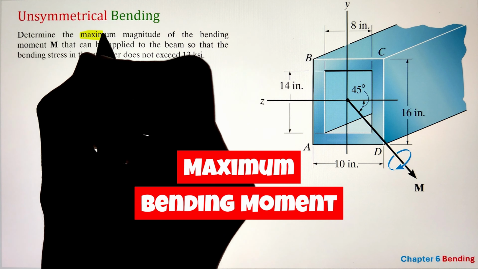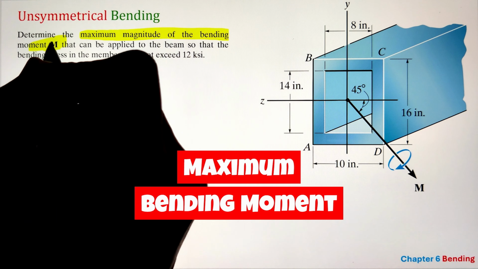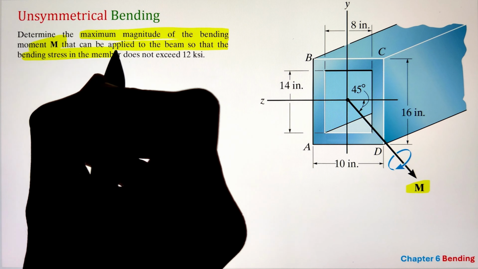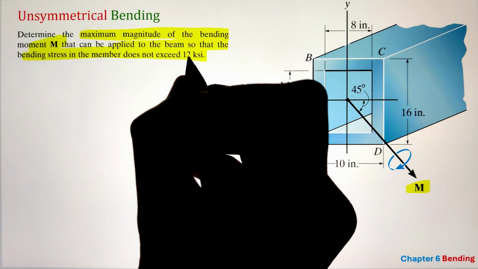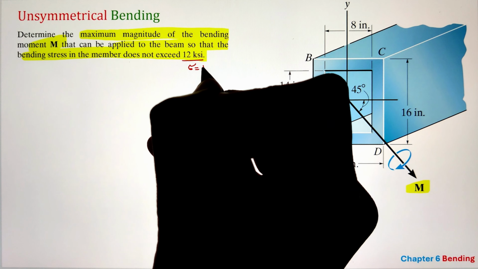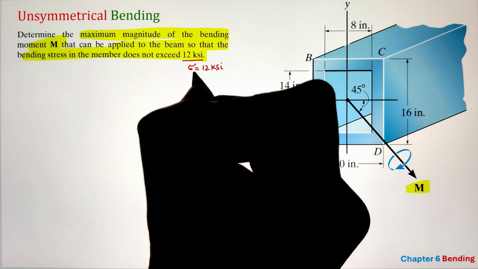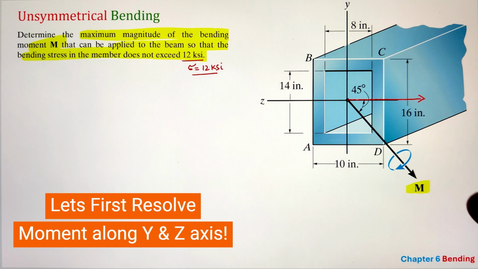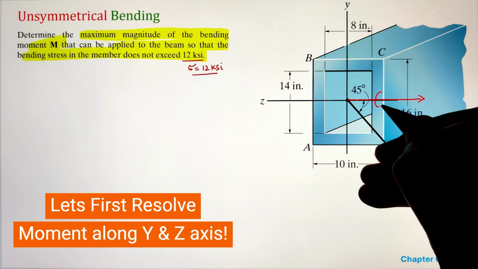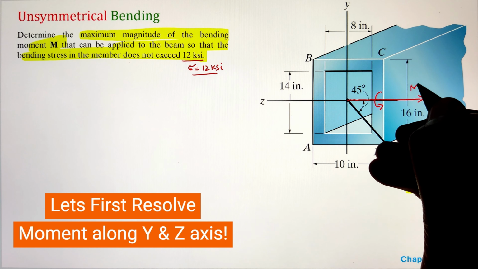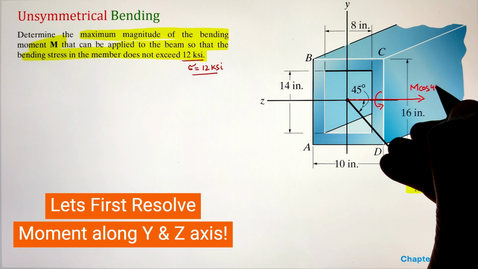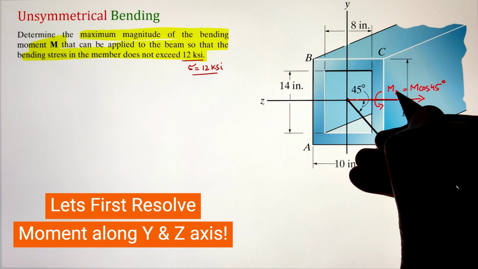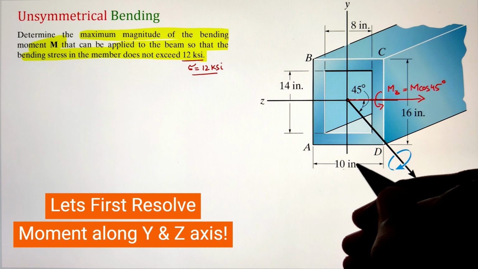In order to determine the maximum magnitude of the bending moment, given by the variable M, that can be applied to the beam so that the bending stress in the member does not exceed the value of 12 ksi, we can start by first resolving our moment along the y and z axis. Since the moment that is given to us is making an angle of 45 degrees with respect to the z-axis, we can project it along the z-axis by multiplying it with cos 45. This will be the value of Mz.